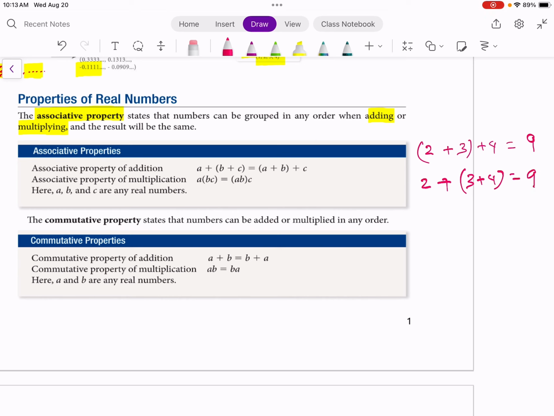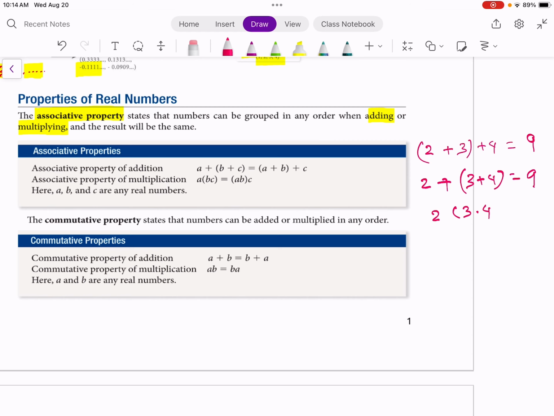So if you add these numbers in any order, if you add 2 and 4 first and 3 later, you still end up getting 9, okay? If you add 3 and 4 first and 2 second, we still end up getting 9. It means whenever we are adding real numbers, the sum remains the same, no matter how you group your numbers.